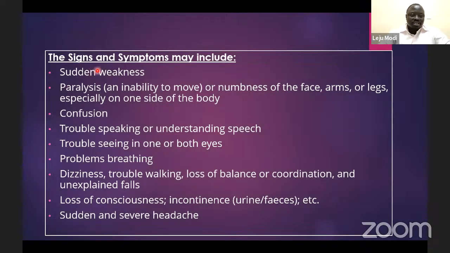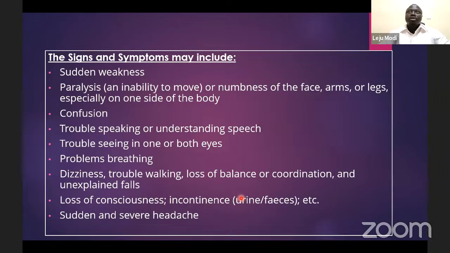And these are some of the signs and symptoms: sudden weakness, paralysis, or numbness of the face, arms, or legs, confusion, somebody is acting very confused all of a sudden, trouble speaking or understanding speech, trouble seeing in one or both eyes, problems breathing. This is a bad one because then somebody might easily die because of lack of oxygen. They may not be able to walk, they have lost balance, they cannot coordinate their movements, okay? They may even lose consciousness.